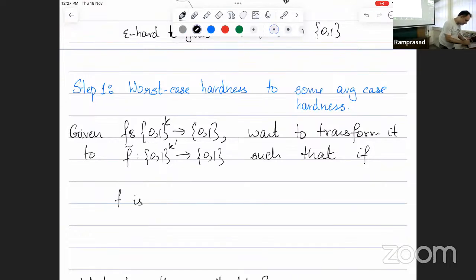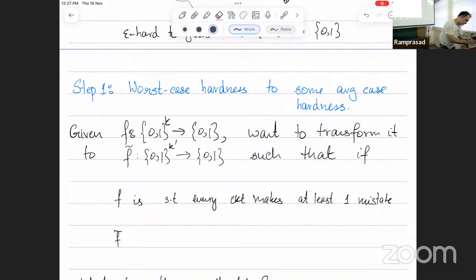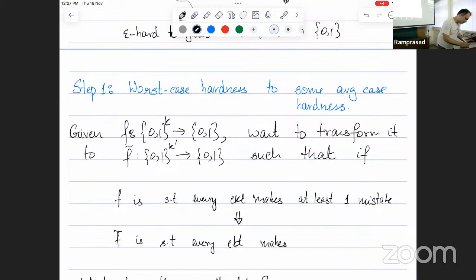If f is such that every circuit makes at least one mistake, then I want f tilde to have the property that every circuit, and by every circuit I mean every circuit of small size, makes at least, say, a 1/50 fraction of mistakes. I want this to imply this. So this is what we want.